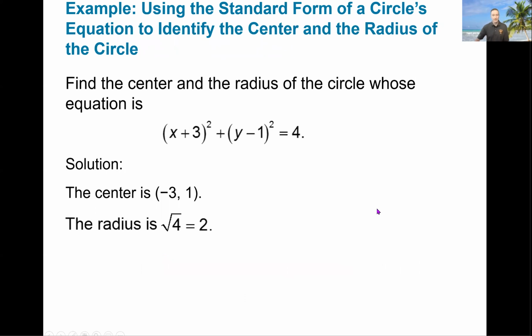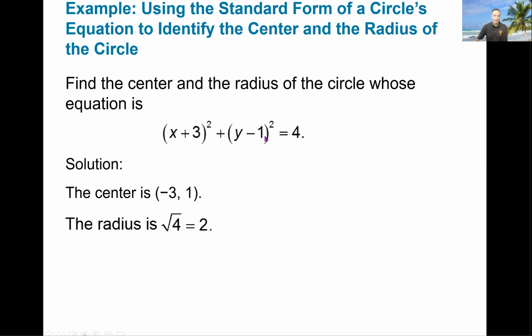Which is what I'm doing in this next problem. I give you the equation of a circle in standard form, and I ask you to analyze that and tell me what the center and radius are. So you say, okay, the center. What's the x component of the center? It's always the opposite of this. So you'd say the x component is negative 3.